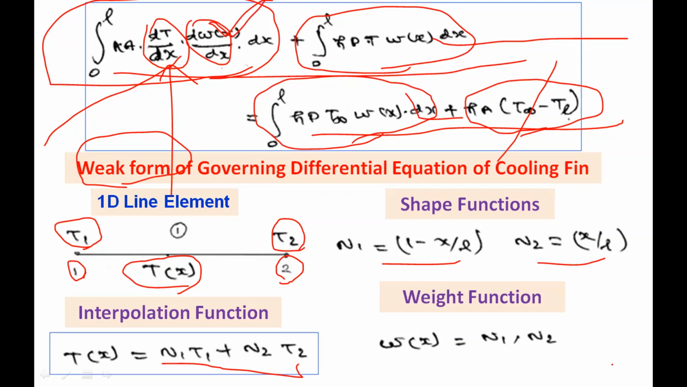So now when we use this N1 as weight function, we will get one equation, the first equation of the simultaneous equations. When we use N2 as the weight function here, we will get the second simultaneous equation. These two simultaneous equations, when we write them in matrix form, are going to be the element characteristic equation for the cooling fin problem. Let us see how to derive that element characteristic equation.